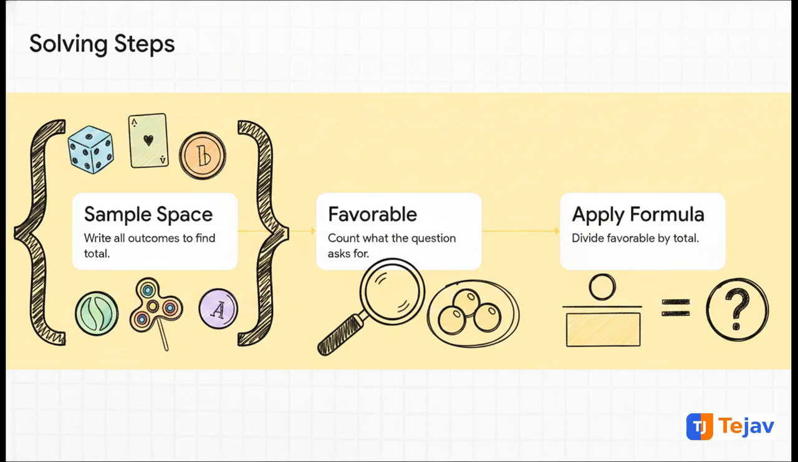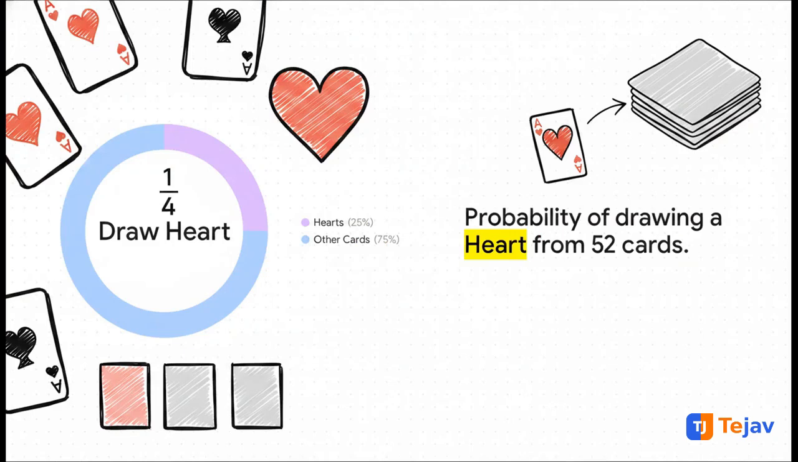Literally just count up exactly what the question is asking you for. Step 3, apply the probability formula by dividing Step 2 by Step 1. Let's practice this together right now. Let's see how this works with a classic playing card problem.